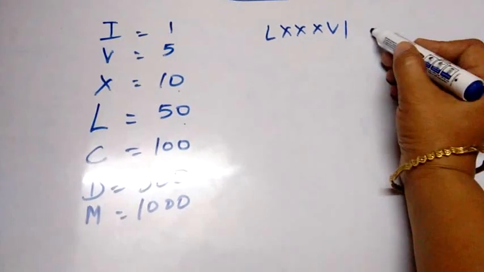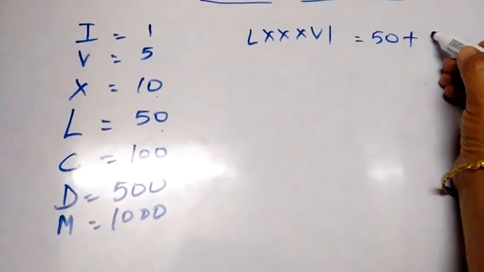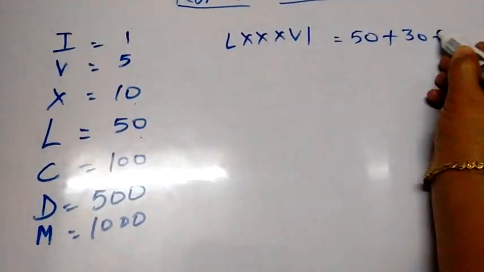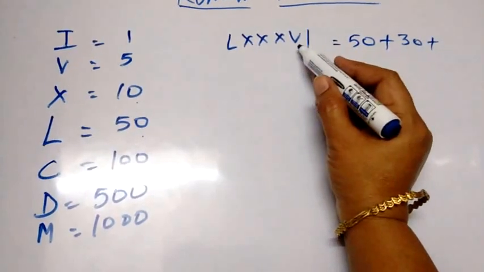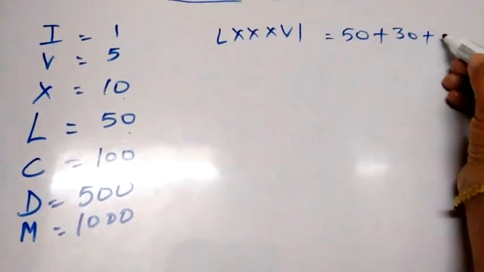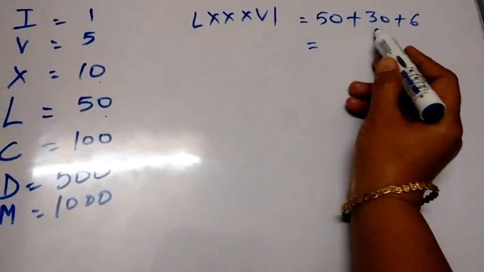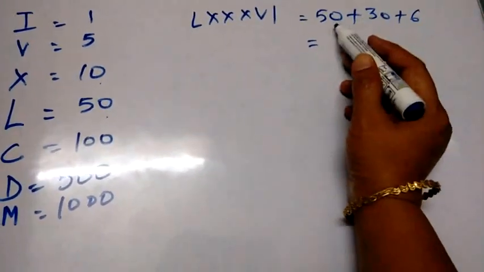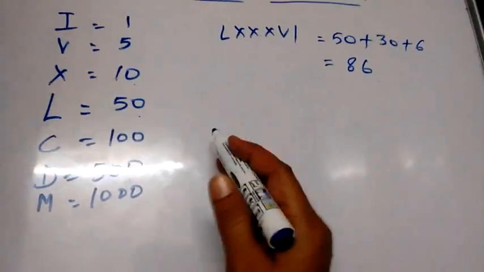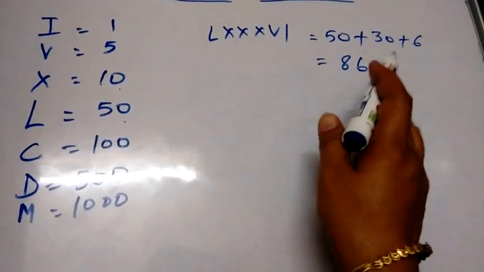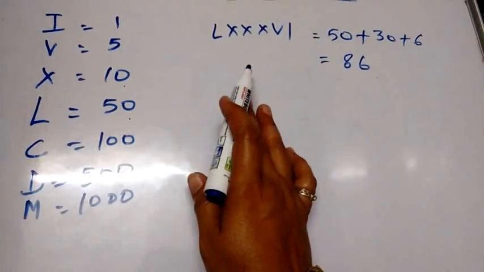Now Roman number is given and we have to write Hindu Arabic number. So L stands for 50. XXX, that means 3 times X, it means 30, plus V means 5, and here if we are writing 1, that means plus 1. 5 plus 1 will be 6. Now add them all. 50 plus 30 plus 6. 50 plus 30, 80. 80 plus 6, 86. So this is how we can write Hindu Arabic number for the Roman number. This is only example. We don't need to write that.